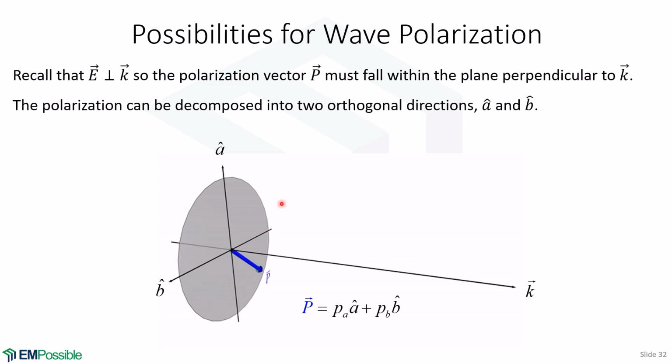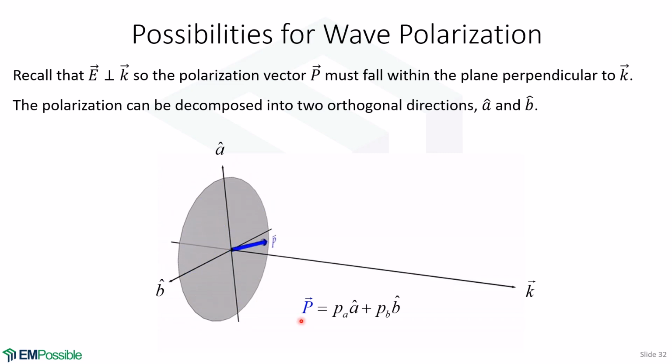Now, this wave could be traveling in any possible direction. For simplicity, we've been letting this be the z direction, and that means these other two directions were x and y. But in general, we don't know that. In some general direction k, we have to decompose the plane perpendicular to k into two orthogonal directions, and we'll just call those a and b. So if k were in the z direction, a would be the x direction and b would be the y direction, but we can't say that because we can't guarantee k is in the z direction.